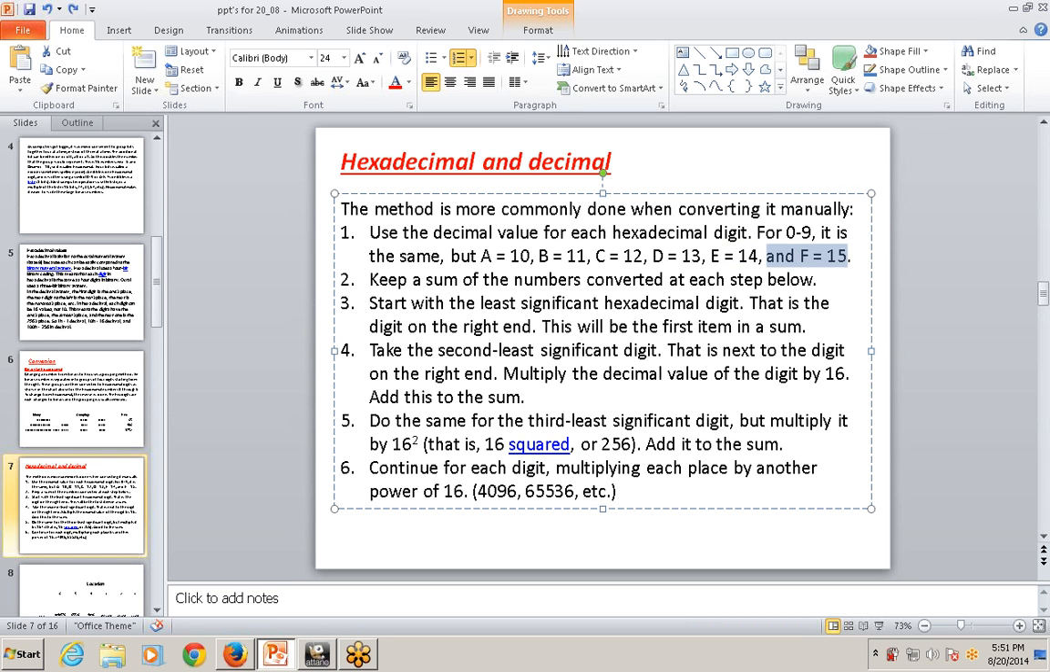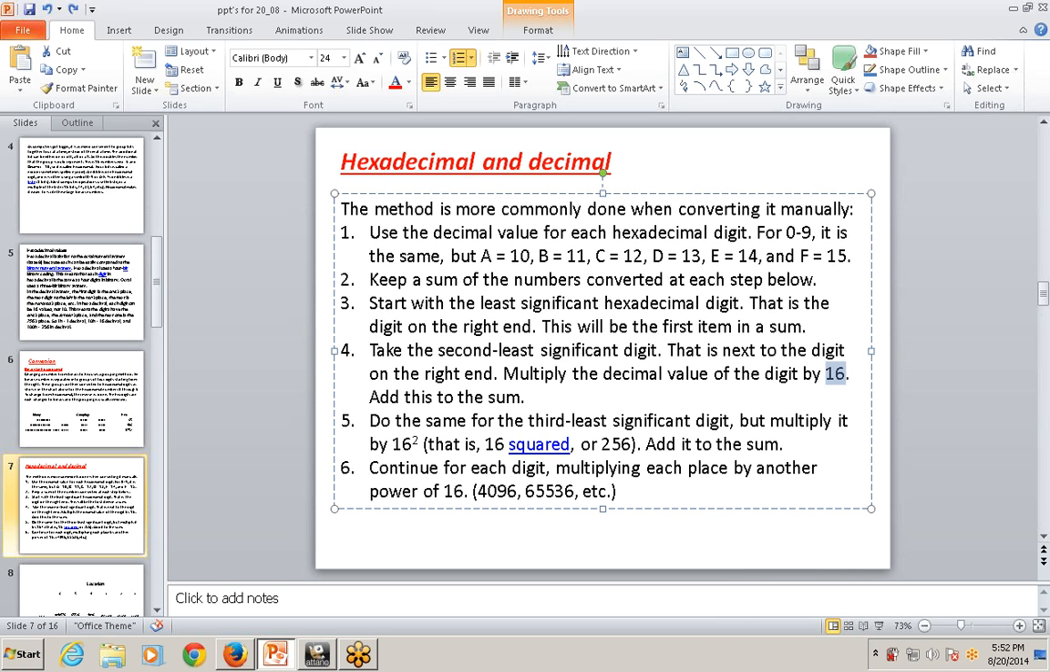Second point is keep a sum of the number converted at each step. Start with the least significant digit, meaning the right hand side hexadecimal digit. This will be the first item in the sum. As I told you, start with the right hand side. Then take the second least significant digit, next to the digit on the right hand. Multiply the decimal value of the digit by 16. Add this to the sum. Why multiply by 16? Because the second place is 16 power 1, that is only 16.